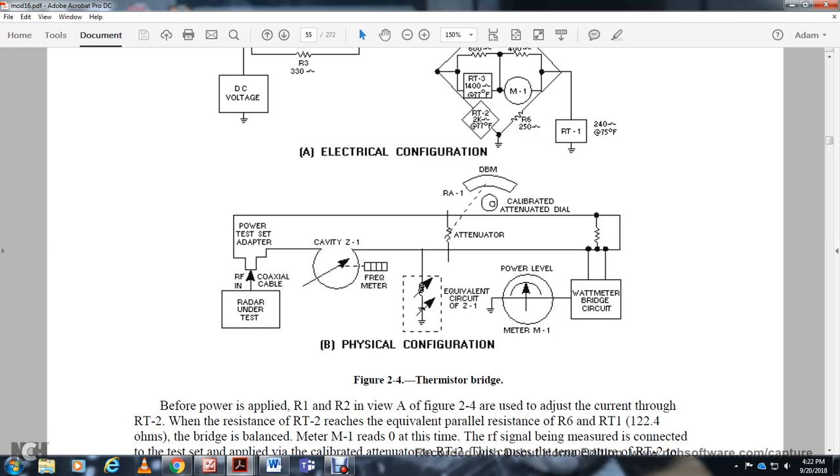The physical components: the radar under test, radio frequency coaxial input, power test adapter, cavity, frequency meter, attenuator, decibel meter, and a calibrated tension dial. The energy equivalent circuit has an adjustable capacitor and resistor, which is your tuned circuit, with Z1 and the power level meter, and a wattage bridge with a resistor in between.